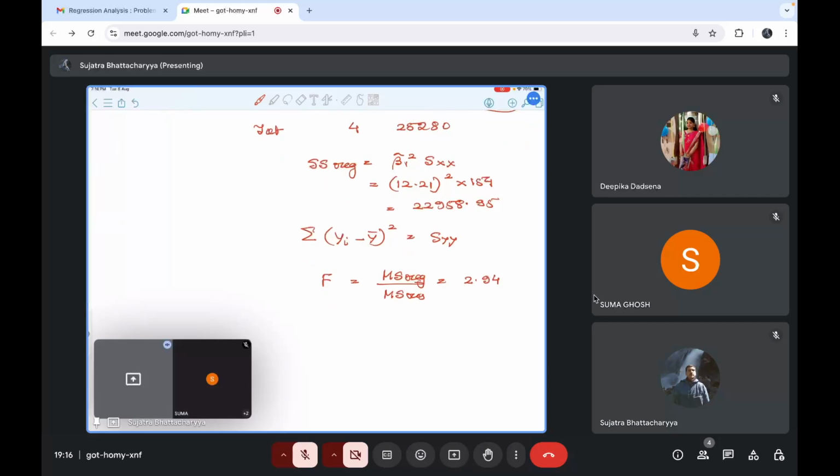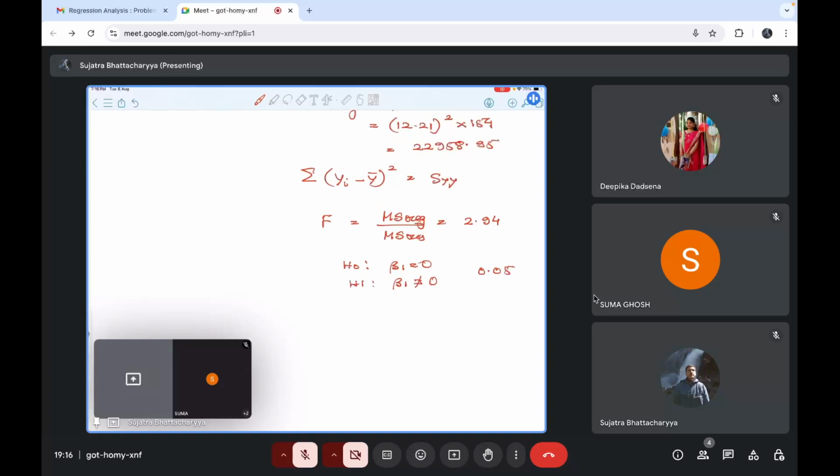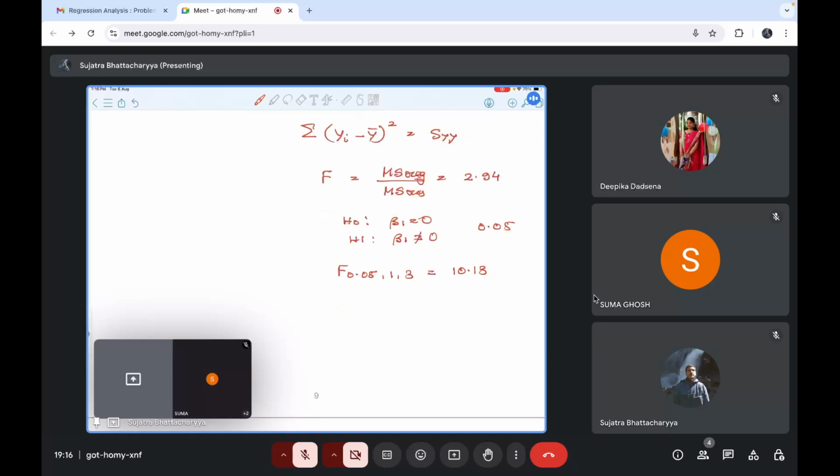Now again, to test H0: beta 1 equal to 0, H1: beta 1 not equal to 0, same 0.05 or 5% significance. You will find F of 0.05, 1 comma 3. Why? MS regression has 1, MS residual has 3 degrees of freedom. If you check the table, it comes out to be 10.13. However, the F statistic comes out to be 2.94, which is much less than 10.13. That suggests that again H0 is accepted. If it were greater, we could have rejected it and accepted the alternative hypothesis.